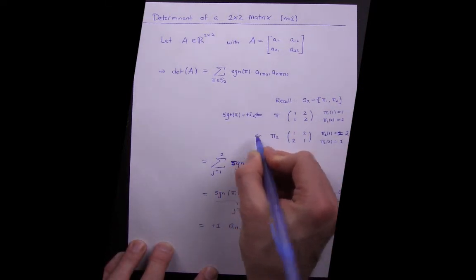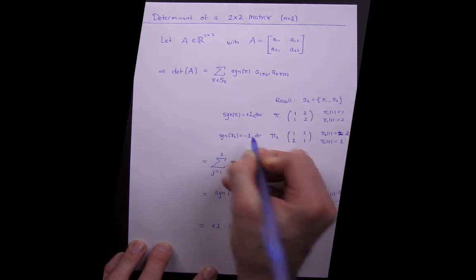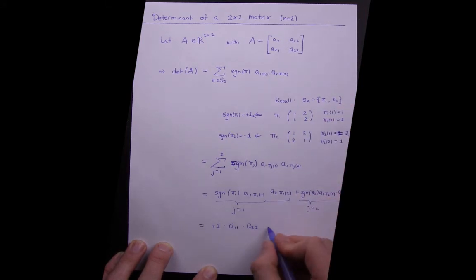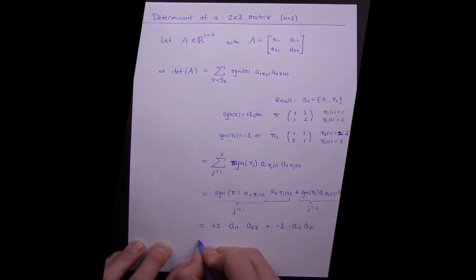We also saw in the last video that the sign of pi 2 was negative 1. So here we add a negative 1 times a1, the image of 1 under pi 2. Well, let's see. Pi 2 takes 1 to 2, so this has got to be 2. And then we look at the image of 2 under pi 2. So here 2 goes to 1. Alright, so now we see that this is a11 a22 minus a12 a21.